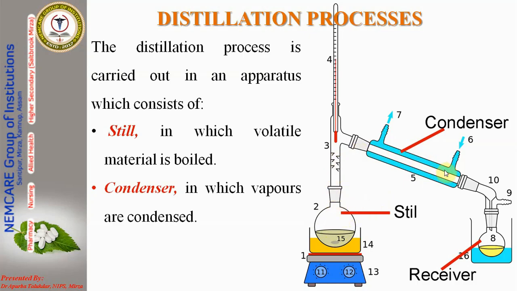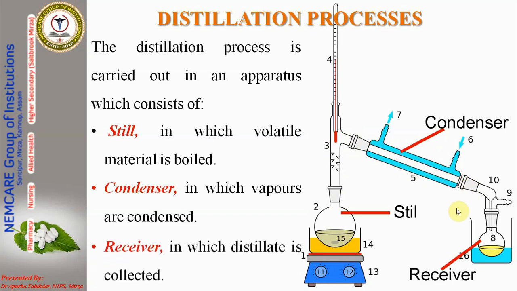First, here in the still, the liquid is going to boil and convert into vapor, and this vapor is going to pass through this condenser, and in this condenser the vapor is going to condense into liquid. And lastly, the receiver, where we are going to collect the liquid again. So here the liquid gets converted into vapor, here vapor converts into liquid, and here we are going to collect the liquid again in the receiver.